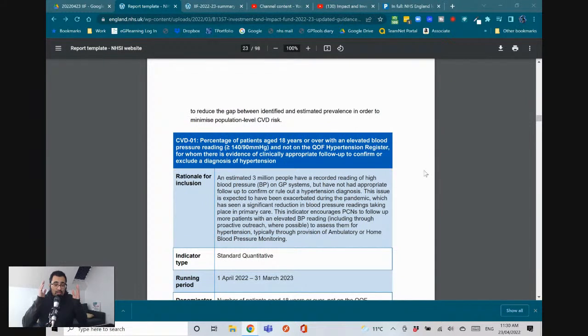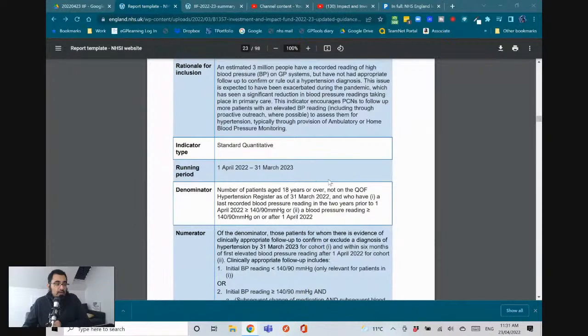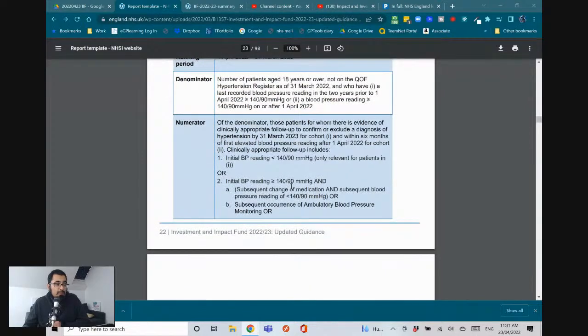So basically, a patient who is not on the QOF register has a raised blood pressure reading at some point, and they need some sort of follow-up intervention, which is, we'll come to that in a second, basically changing treatment or diagnosis or something like that. If you've done that, you get the points. It's a standard qualitative indicator for this financial year, and the denominator is patients aged 18 or over not on the QOF register. That's what I just explained. In terms of the numerator, where are we? So it needs an initial BP reading of less than 100.